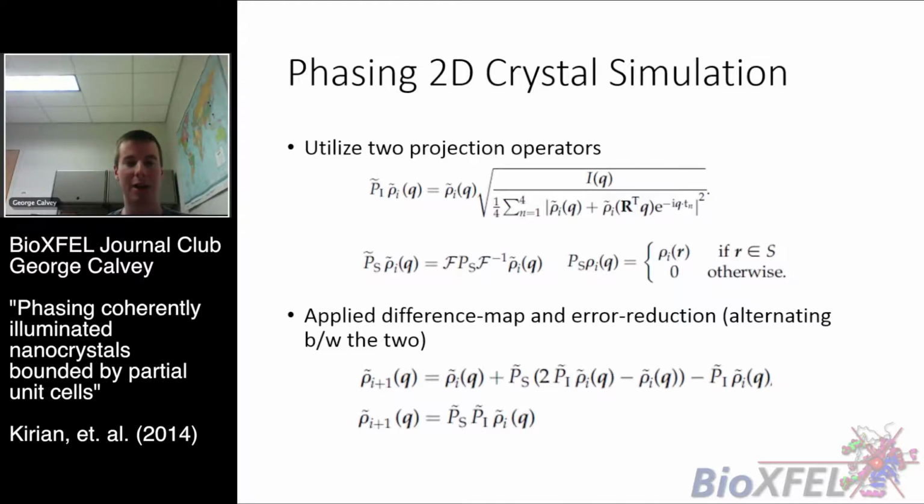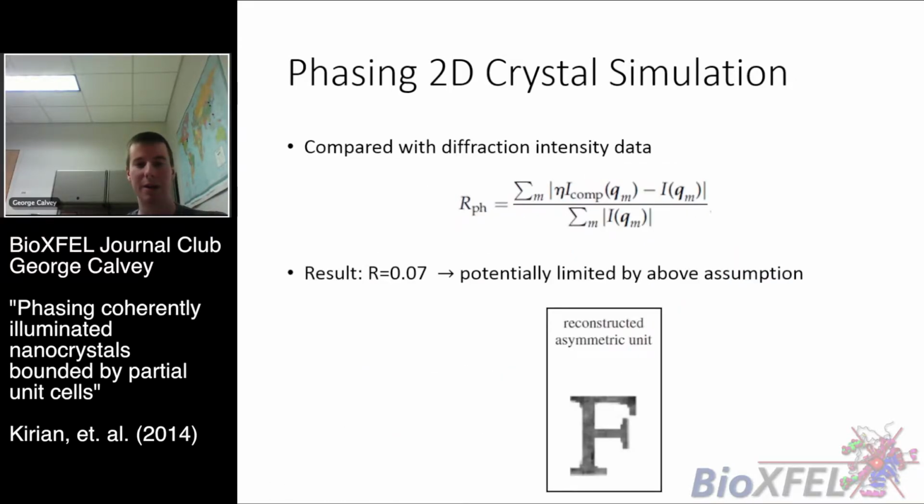The second projection operator, P sub S, is a support projection, which in my understanding uses the information that you know that the asymmetric unit should be finite size. So each iteration, it's closing down the support in which you can have a defined electron density. They alternate between these 2 algorithms to get to the next electron density. The first one is difference map, and then the second one is error reduction. After about 2,000 iterations, they converge to this result.